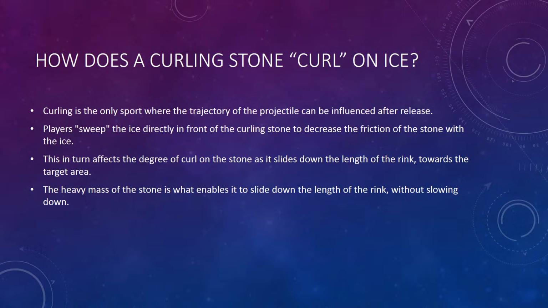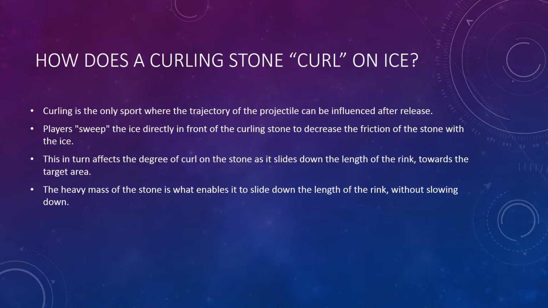Now let's move on to the big question. How does a curling stone curl on ice? Well, curling is the only sport where the trajectory of the projectile can be influenced after release. Players sweep the ice directly in front of the curling stone to decrease the friction of the stone with the ice. This in turn affects the degree of curl on the stone as it slides down the length of the rink towards the target area.